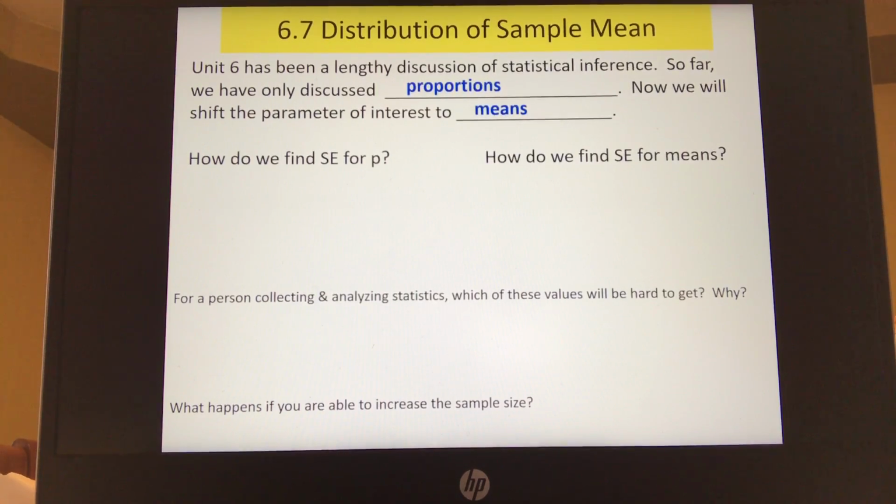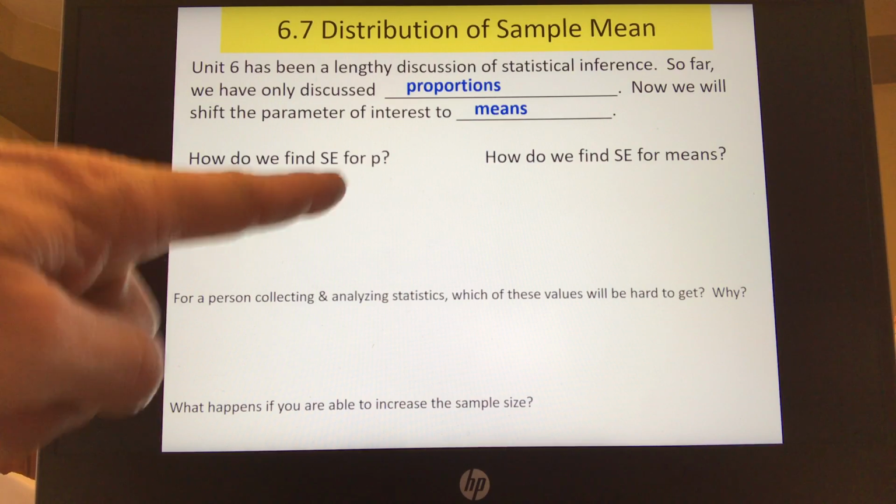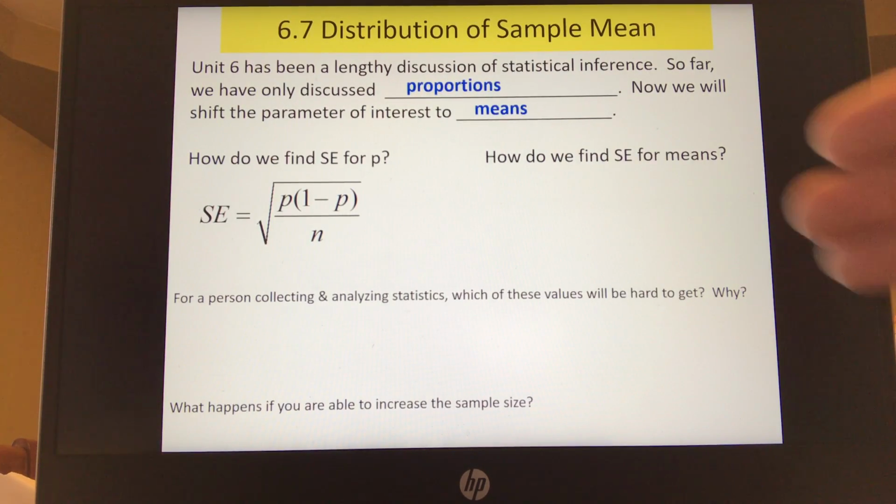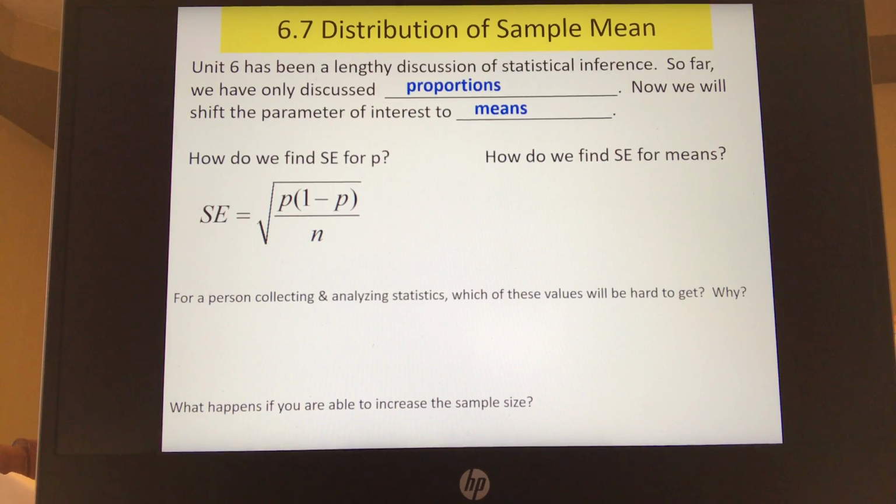So the formulas will look different today. It's very important not to be using the old formulas because they won't make sense, they won't work. You know all about this one here, finding standard error for proportions for p, where you do p times 1 minus p, you divide it by n, you take the square root. There's another formula for means.